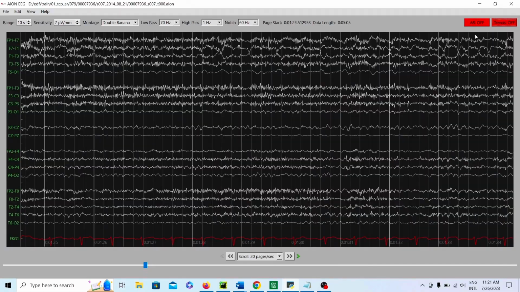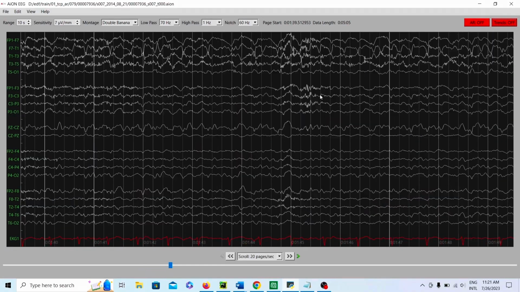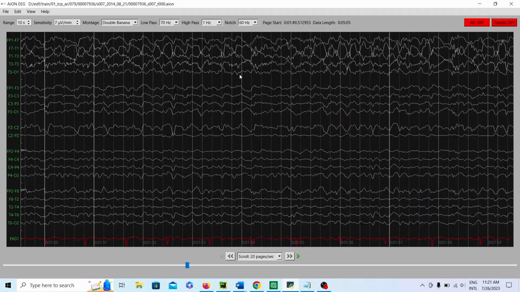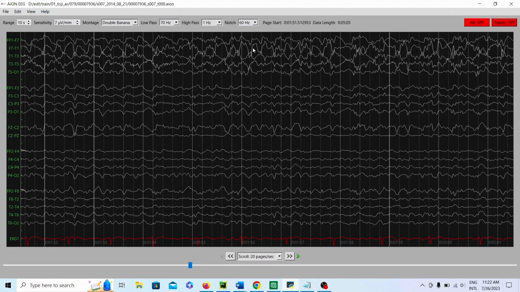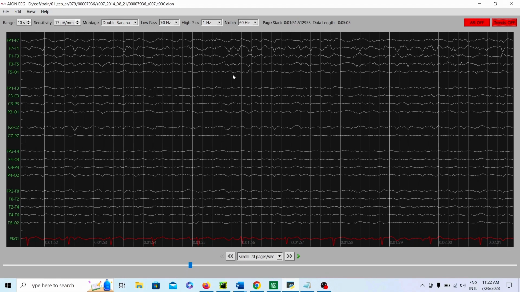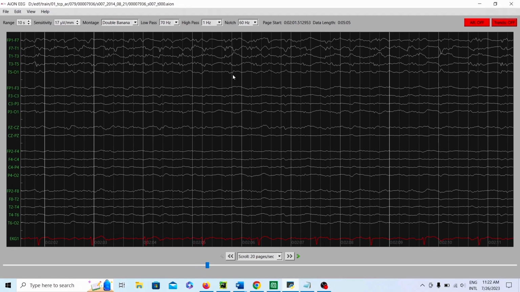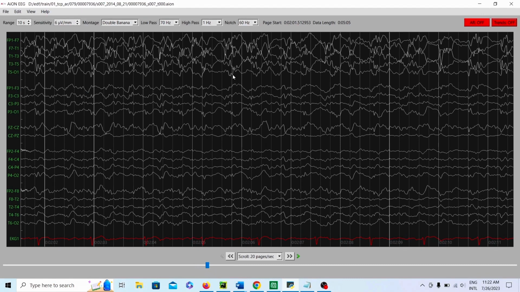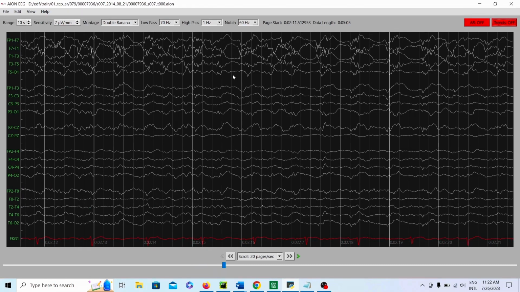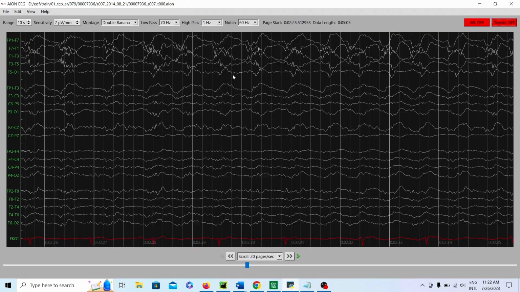Now, if we look at it one last time, just so you guys can see what I'm talking about, yes, these waves are definitely higher than these waves. You can tell by the fact that they're actually kind of overlapping a little bit because they're that high of amplitude. If you lower the sensitivity, there you go. Now they're not overlapping as much, but I like to have it on 7 microvolts per millimeter sensitivity. That's standard settings.